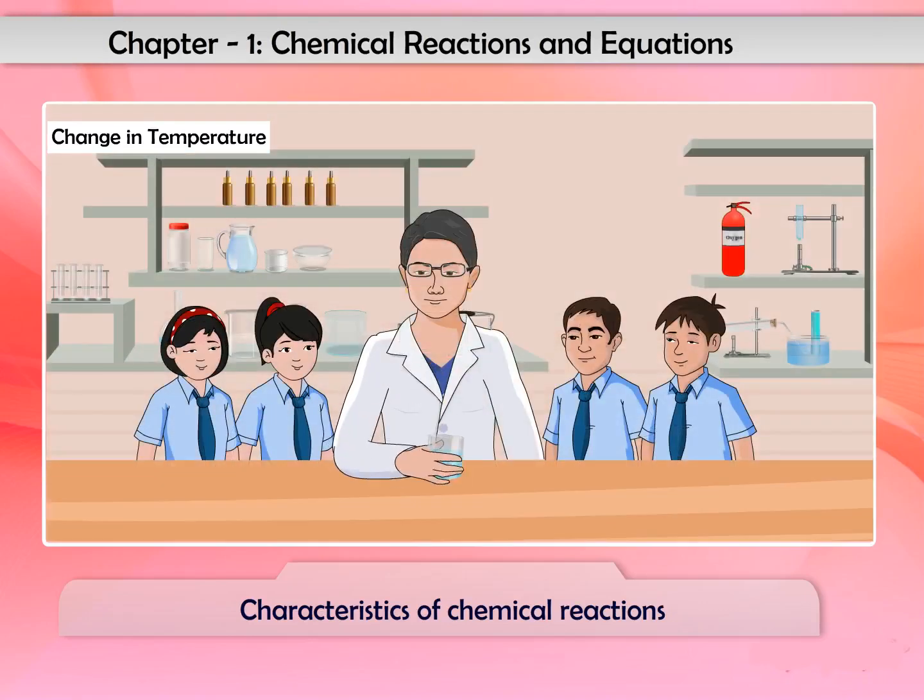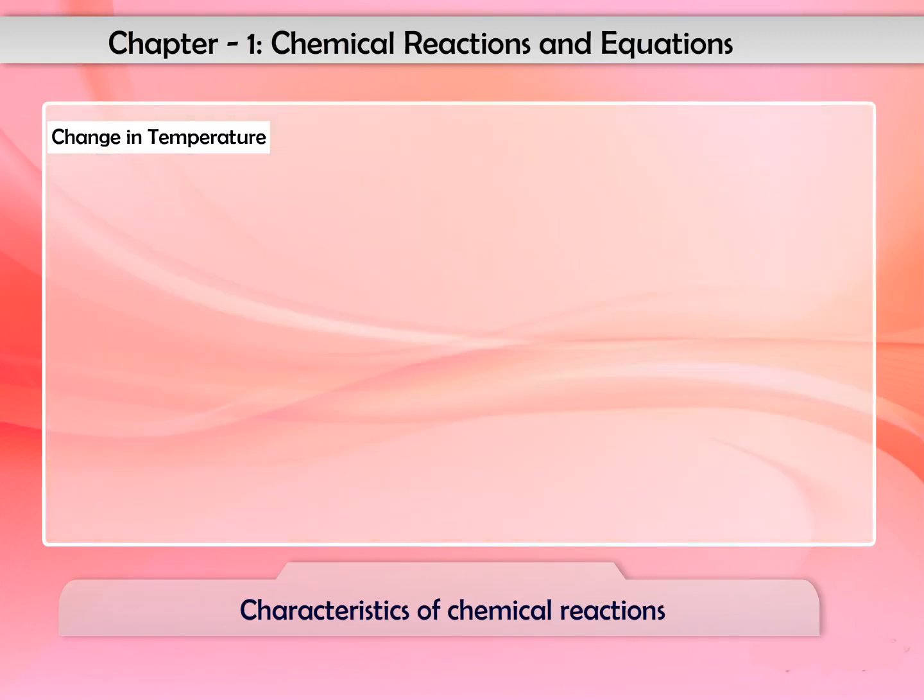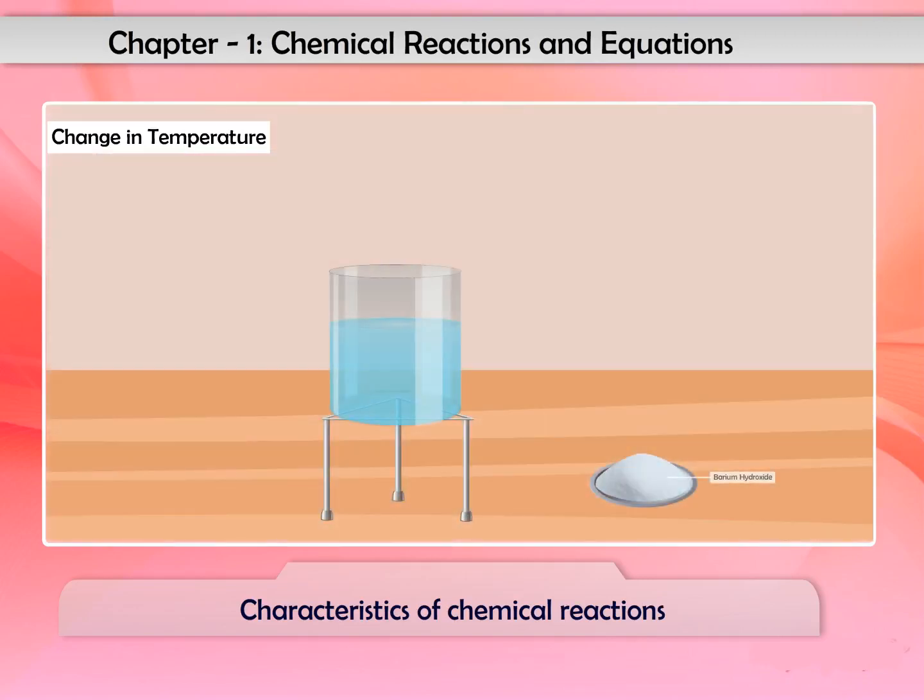2. When barium hydroxide is added to ammonium chloride and mixed with a glass rod, then barium chloride, ammonia and water are formed. A lot of heat energy is absorbed, due to which the reaction mixture becomes very cold. It is an endothermic reaction, which means heat absorbing reaction.